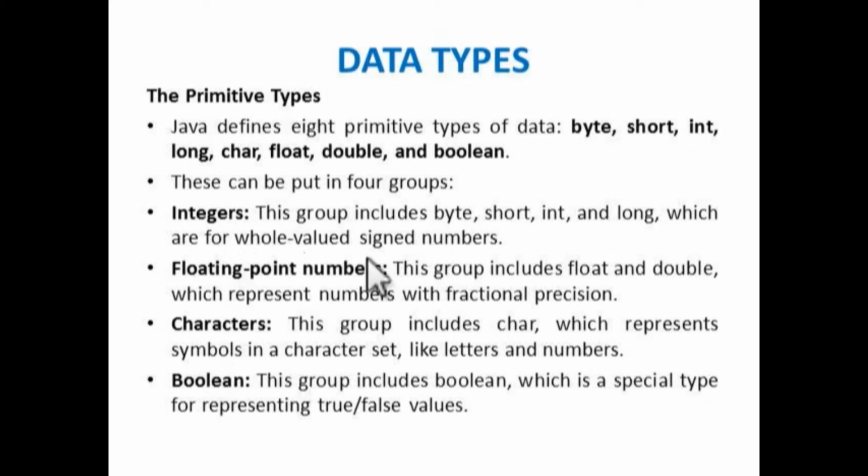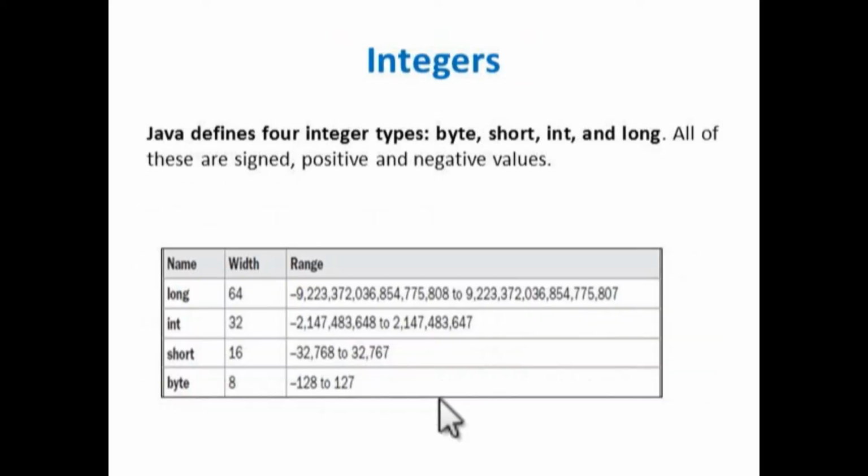Inside integer, byte, short, int and long are there. Whenever we want to represent whole value numbers, we can go for the integer data type. And if you want to represent fractional numbers, you can go for floating point type. For representing a character or a character set, we can go for the character data type. And to represent the true or false value, we can go for the boolean data type. Let us see one by one in detail.